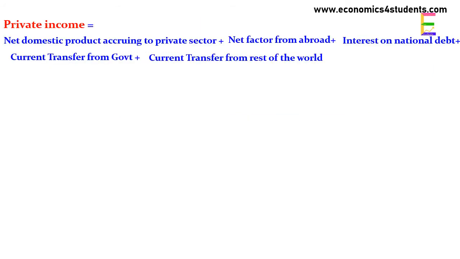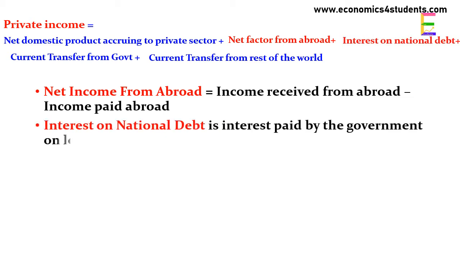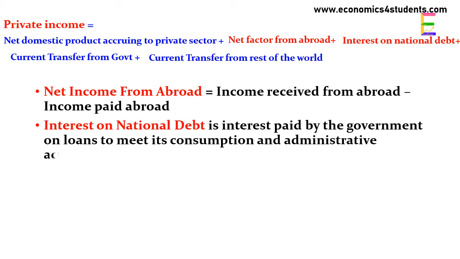Another component of private income is net income from abroad. It is already shown in the previous video and discussed in detail. It is the difference between income received from abroad and income paid abroad. The next component is the interest on national debt. It is the interest paid by the government to the private sector on loans, so it is to be added to the private income.